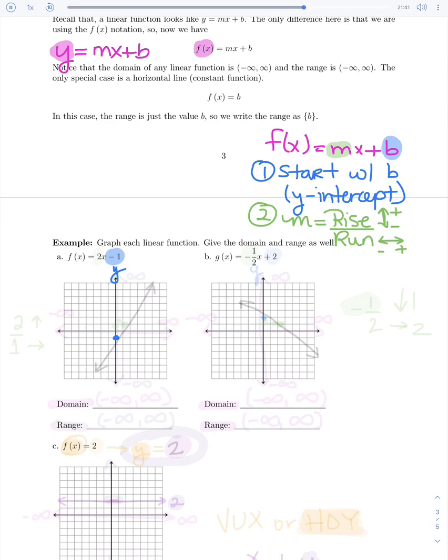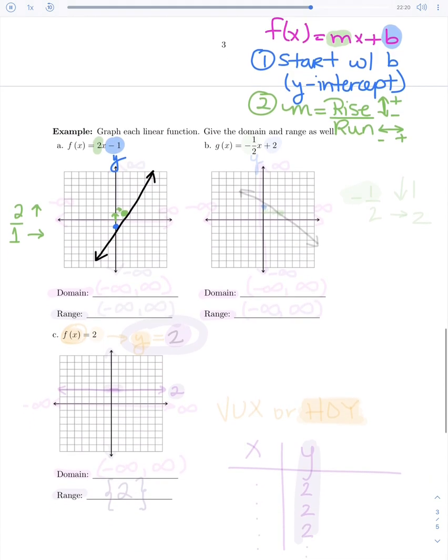After that, we want to go after our slope, which is going to tell us how to get to a second point. Well, our slope is 2, so the question is, what's on the bottom? What's on the bottom, if we can't see anything, is a hidden 1. And this is a positive slope, so that means we're going to go up 2 and right 1 from our y-intercept. So we'll go up 2 and then right 1, and that's where my second point will be. Then all I need to do is draw my line through my 2 points, and I am done.